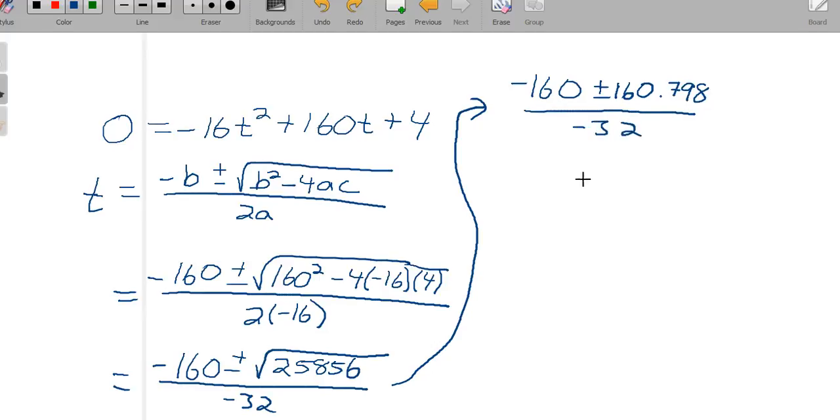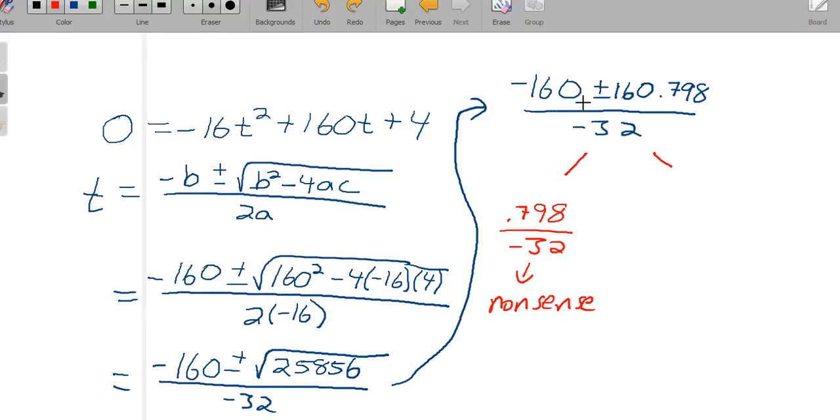Now, a problem you might realize was on its way is that the quadratic formula gives 2 different answers. So are there going to be 2 different valid answers here? The answer to that is no. There will only be 1 valid answer. So when you split this up, you look at the plus case and the minus case. If you do the plus case, negative 160 plus 160.798, you end up getting just positive 0.798 on top, divided by negative 32, which is nonsense because that's going to end up being a negative answer, and that doesn't make sense for the problem. You can't have the arrow hitting the ground in a negative amount of time.